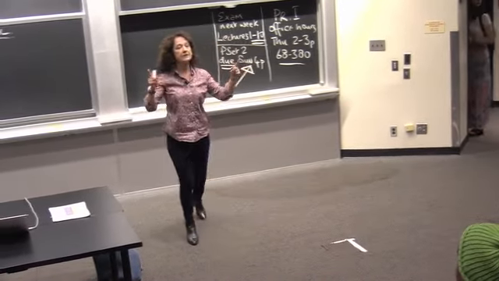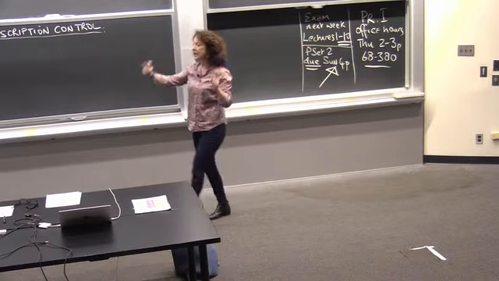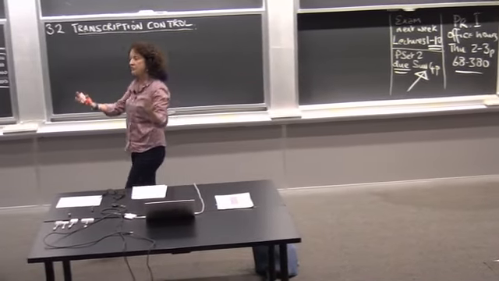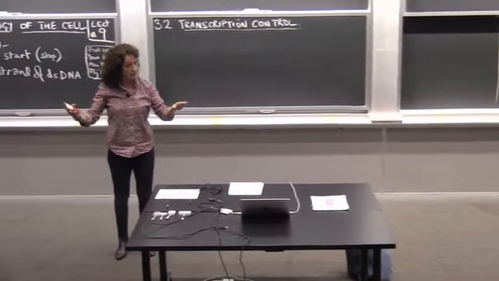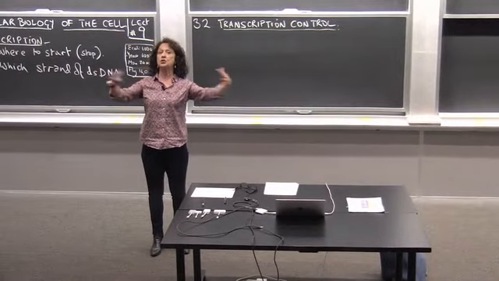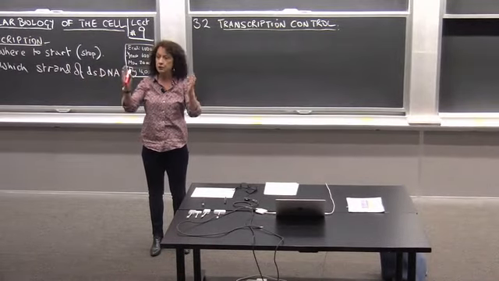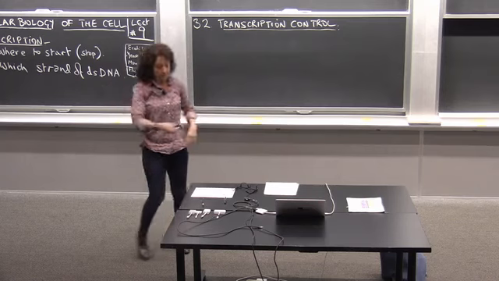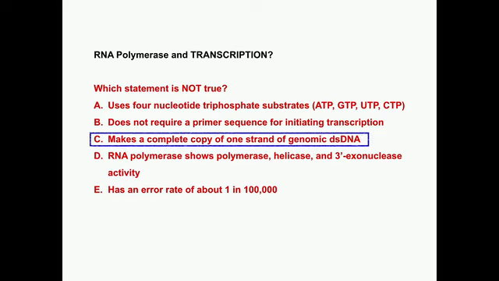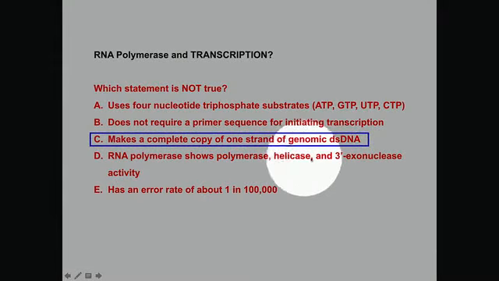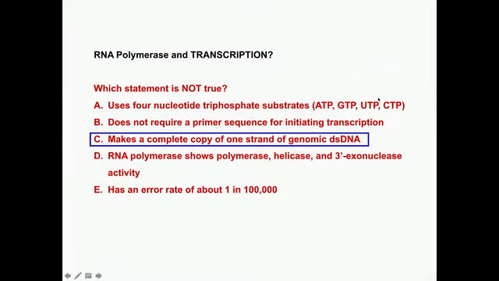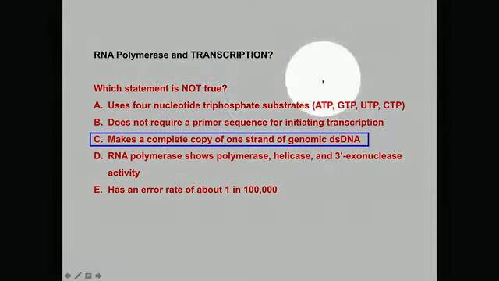Okay, so the correct answer is that we only transcribe about 1.5% of the genomic DNA. We're not transcribing the whole thing. We're only transcribing the bits that we need to make proteins. So the correct answer is C, because we don't make a copy of the whole of the genomic DNA. But these are all right. We have a different set of nucleotides, or rather a difference in one of the nucleotide triphosphate building blocks.